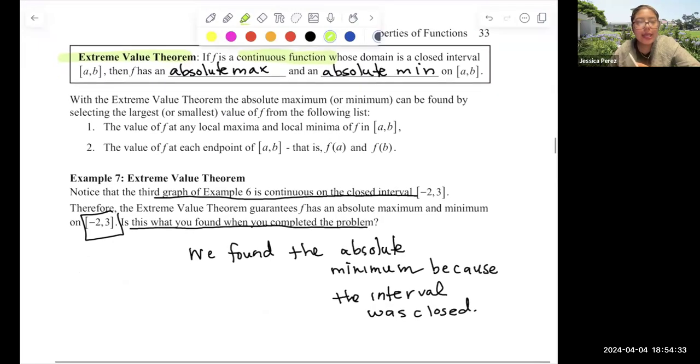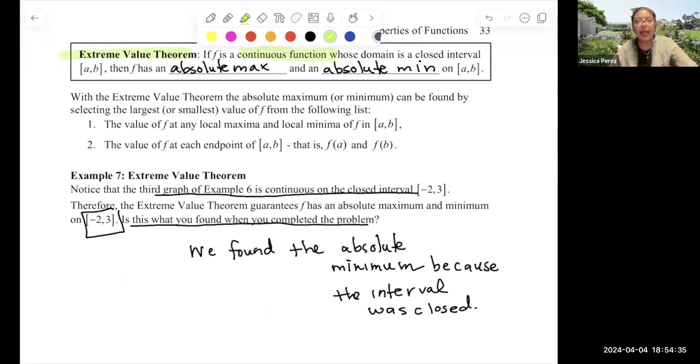So let's look at the definition. With the extreme value theorem, the absolute max or min can be found by selecting the largest of the following list. The value of f at any local max and min within the interval, and the value of f at each endpoint, that is f of a or f of b. That's when you substitute f of a and f of b.